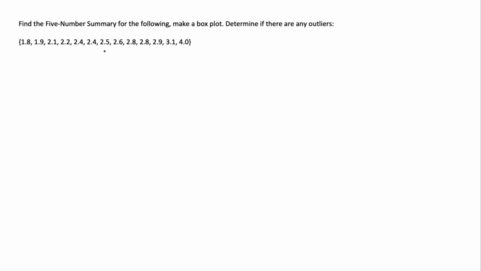First thing we want to do is determine how many data values there are here. If you count these up, there's going to be 15 data values here. I'm sorry, 13, right? 3, 4, 5, 6, 7, 8, 9, 10, 11, 12, 13. There's 13 data values, which is an odd number. So because it's an odd number, the position of the median, or Q2, is going to be n plus 1 over 2.